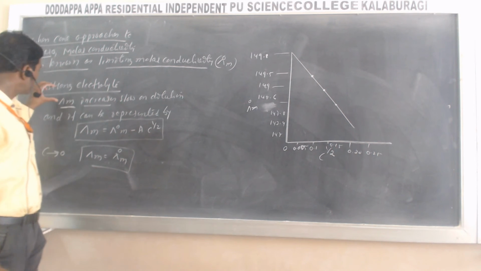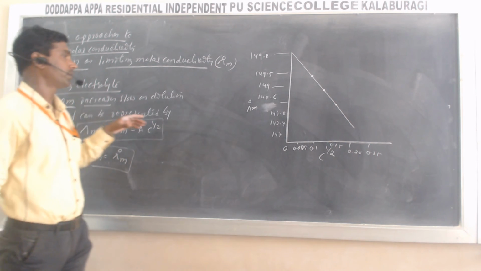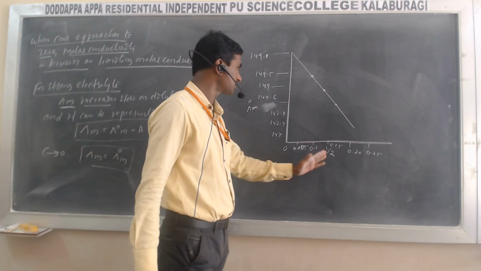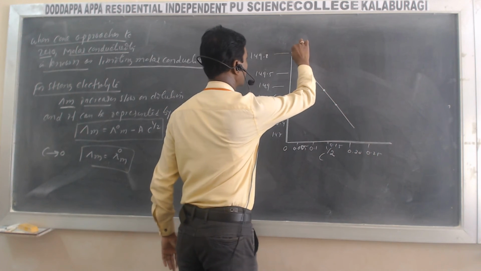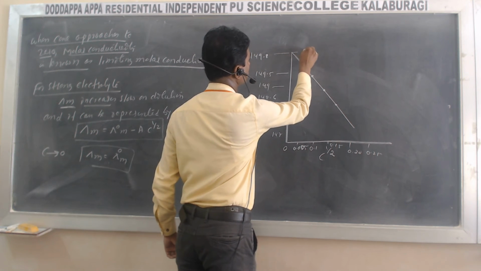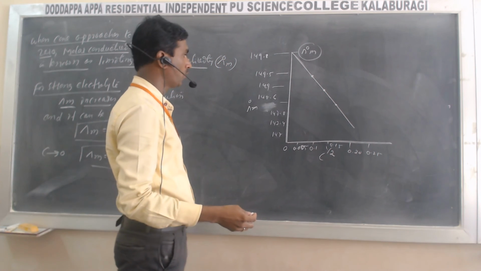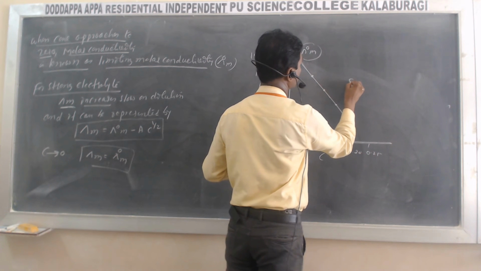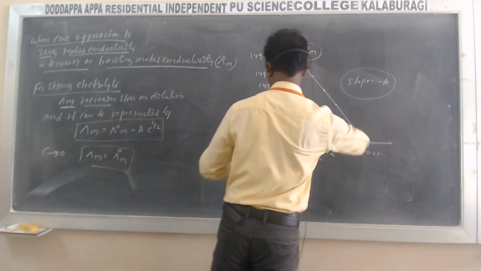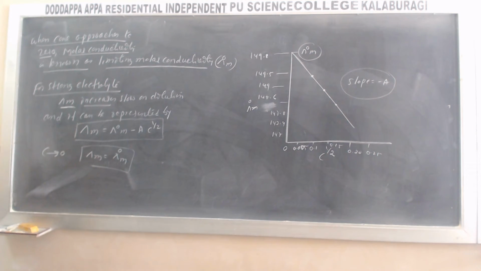The increase in molar conductance is explained using a graph of lambda m against the square root of C. We get a straight line. The intercept gives the limiting molar conductivity, and the slope is minus A, which depends on the type of electrolyte. Okay, this is for strong electrolyte.